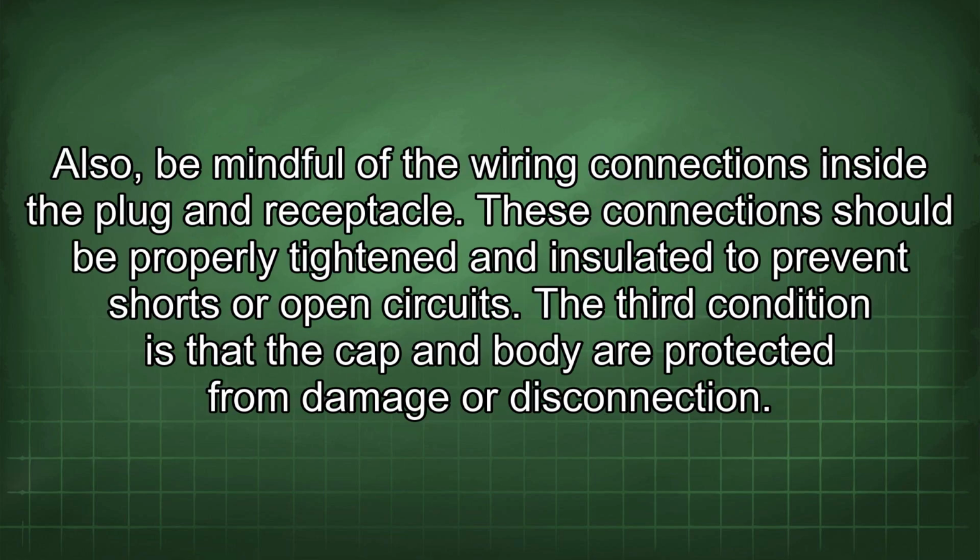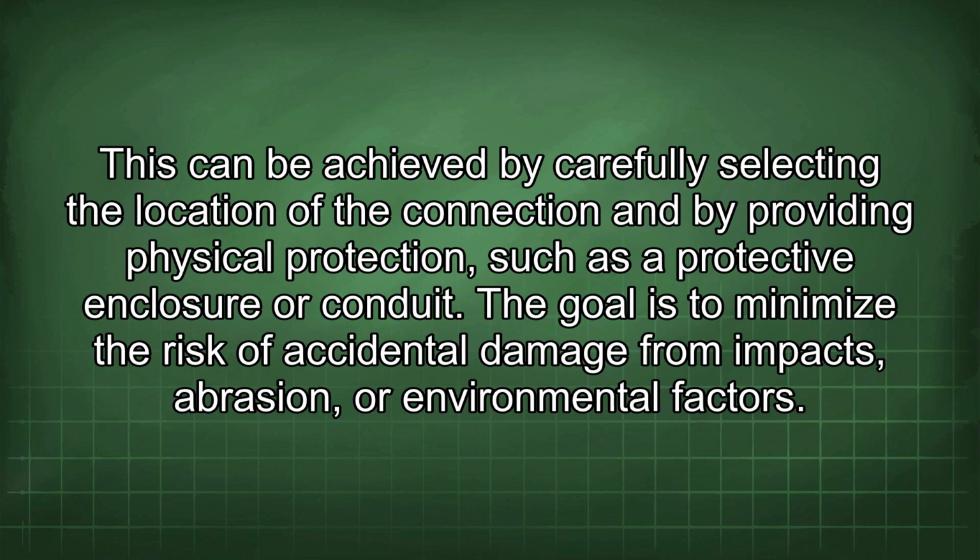Also, be mindful of the wiring connections inside the plug and receptacle. These connections should be properly tightened and insulated to prevent shorts or open circuits. The third condition is that the cap and body are protected from damage or disconnection. This can be achieved by carefully selecting the location of the connection and by providing physical protection, such as a protective enclosure or conduit. The goal is to minimize the risk of accidental damage from impacts, abrasion, or environmental factors.